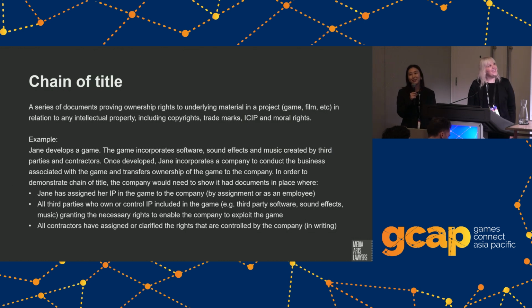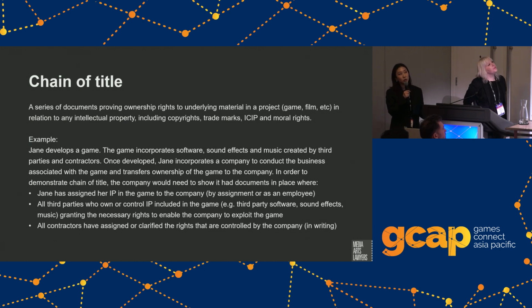So what is chain of title? Chain of title is inherently connected to IP and property, but in summary, it's a series of documents, generally speaking, that proves ownership to any underlying material in a project. That project can be a game, it can be a film. Chain of title clearances also occur for films in relation to any intellectual property, including copyrights, trademarks, Indigenous cultural intellectual property, and moral rights. So there's a lot of different rights involved there.